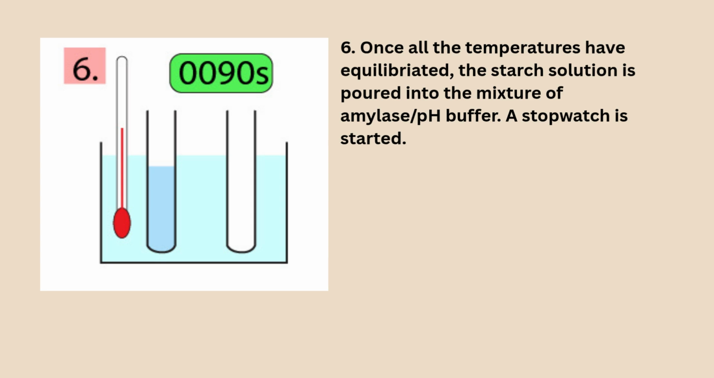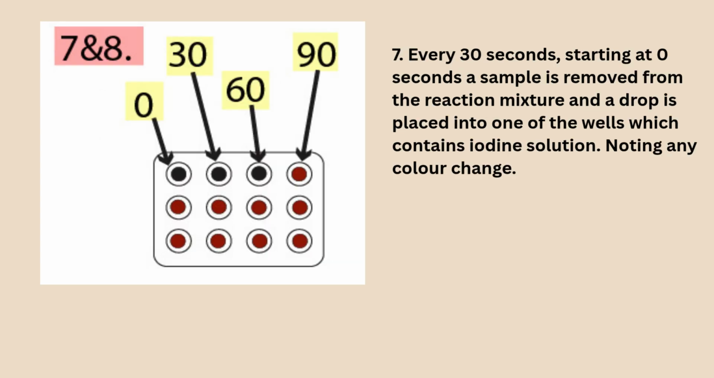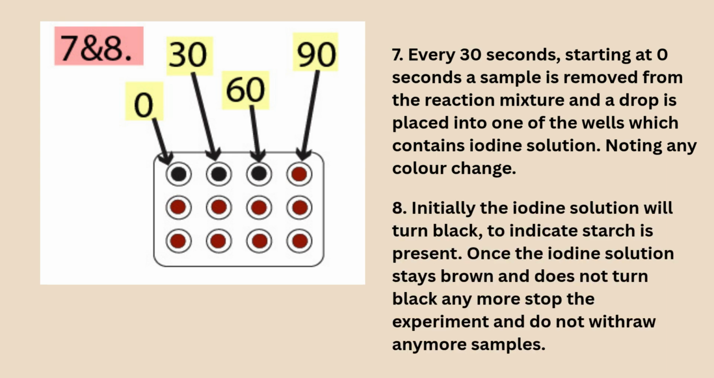A stopwatch is then started. Every 30 seconds, starting at 0 seconds, a sample is removed from the reaction mixture and a drop is placed into one of the wells which contains the iodine solution, noting any colour change. So you will see that we've labelled them as 0 seconds, 30, 60 and 90 seconds.